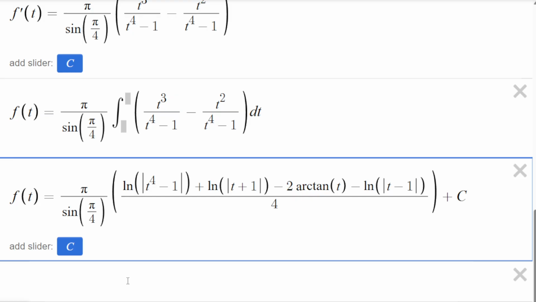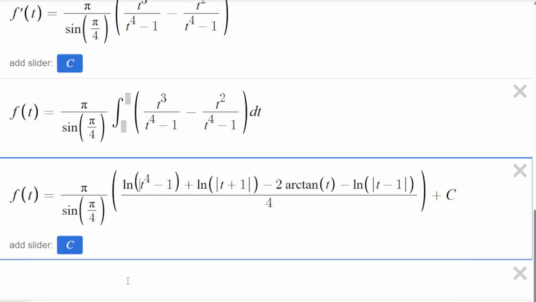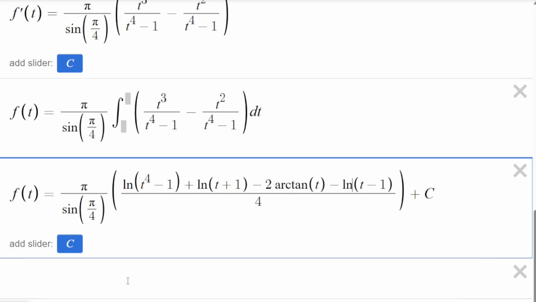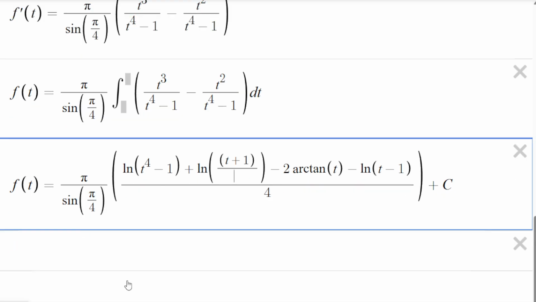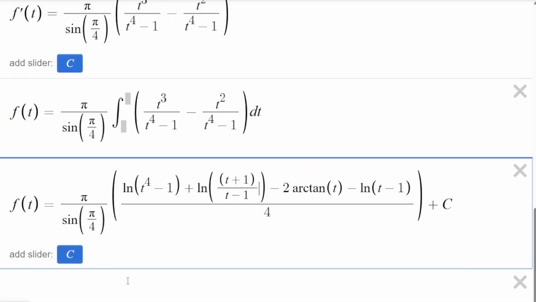We don't care about the absolute values very much because we're plugging in 1 and we're never going to get a negative number in there. We might, however, get a 0. In fact, we will get zeros, but it's never going to go negative, so I'm going to remove the absolute values. And then we're going to simplify. Let's use the properties of logarithms to bring this natural log, this t minus 1, into the denominator of this natural log, t minus 1. All right. And then we will bring this upstairs on this natural log.